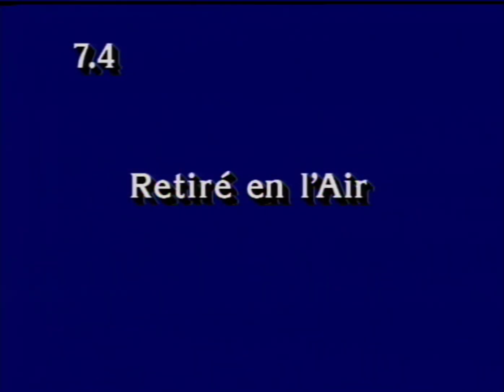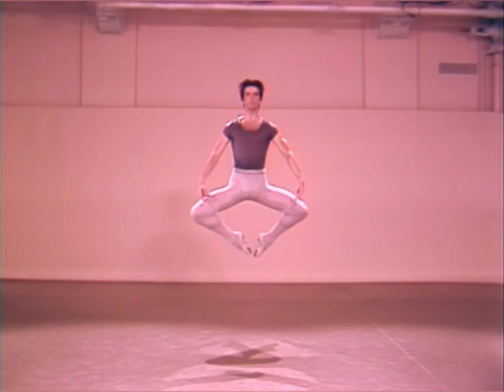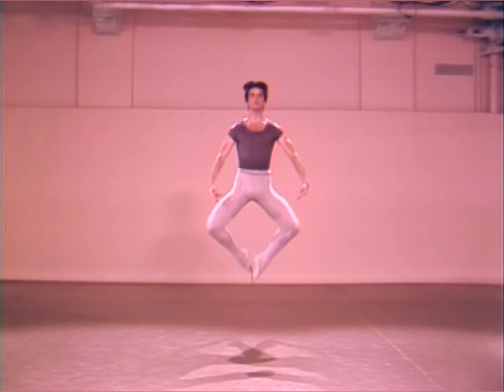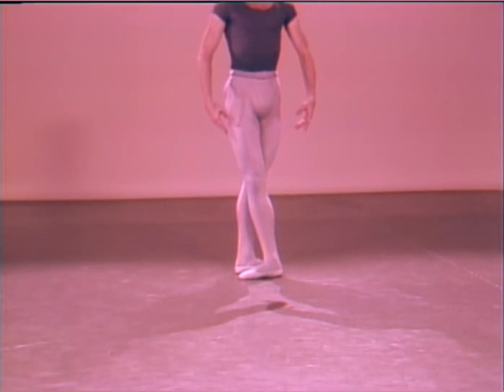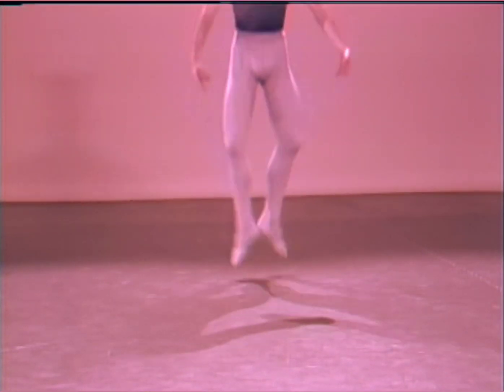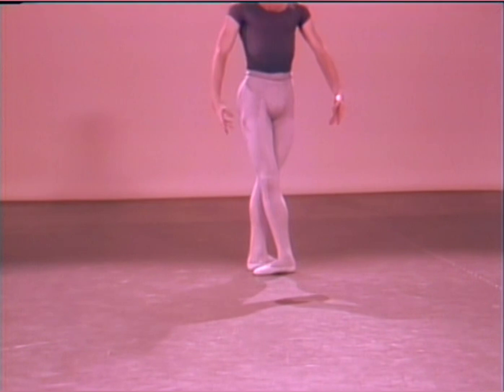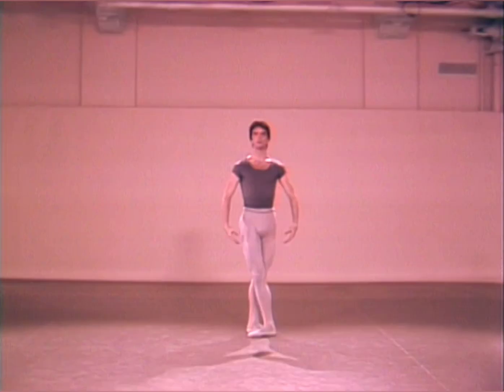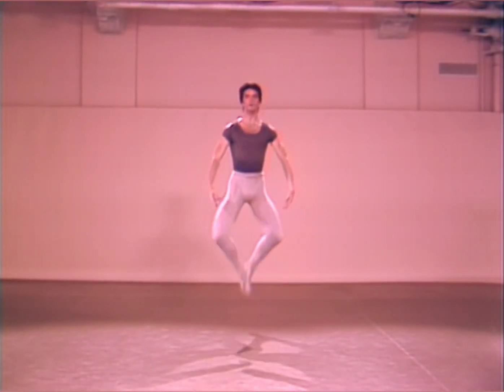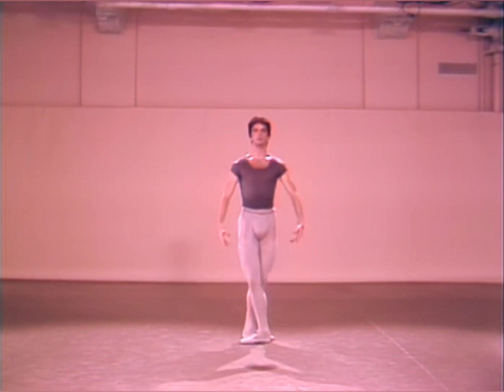Retiré en l'air. This is a jump starting and finishing in fifth, drawing both feet up under the body while in the air. When the legs are changed, this movement is also termed Italien changement. If the legs do not change, it may also be called grand soubresaut.